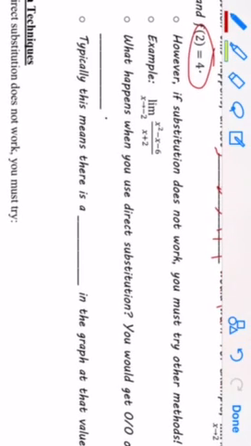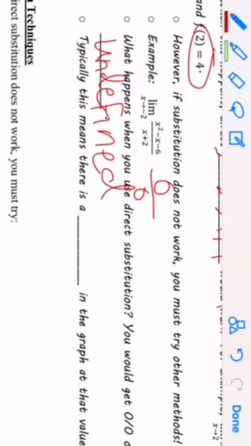So if you look at this example, if you plugged in -2, you would get 0 over 0 or undefined. That does not mean the limit doesn't exist. I know some of you were saying that, and that's okay. But now that we're moving on, we're going to find other ways to still evaluate the limit. Typically, this means there's a hole in the graph at that value. And as you know, you can still have a limit with a hole, okay?